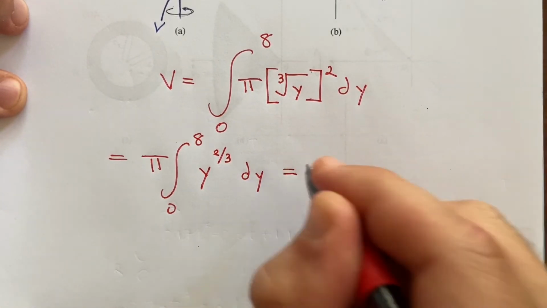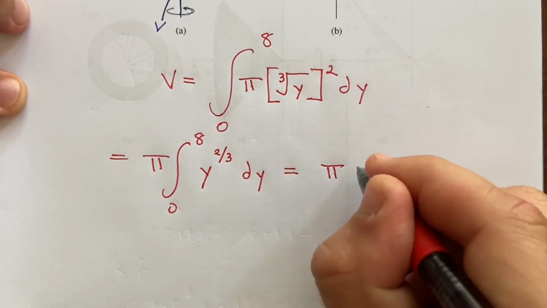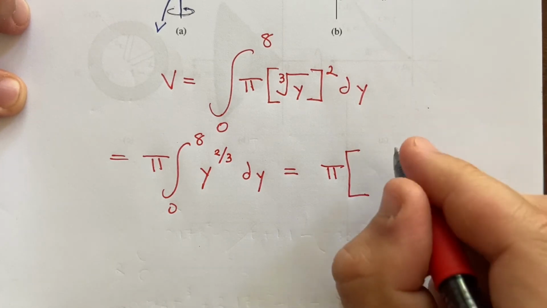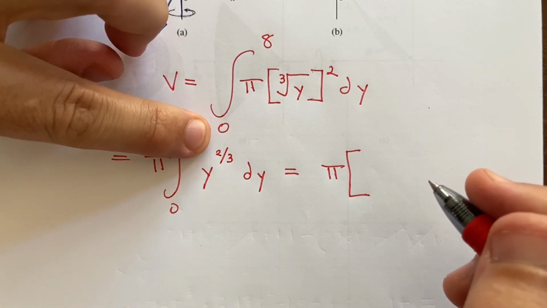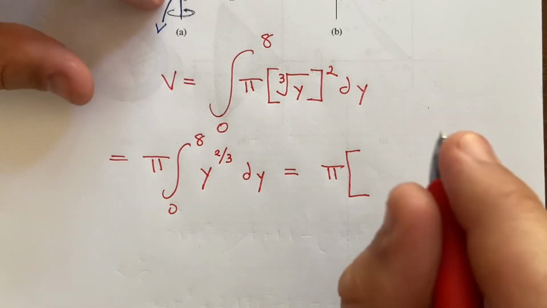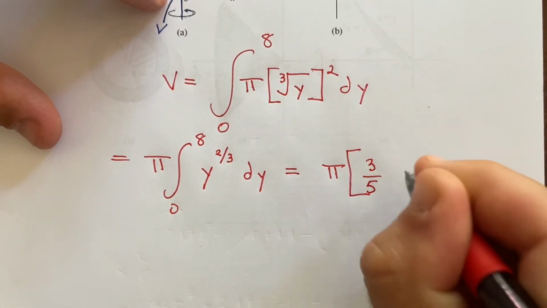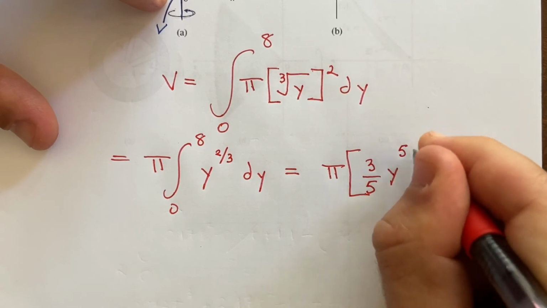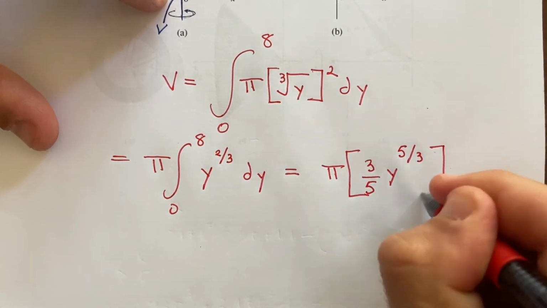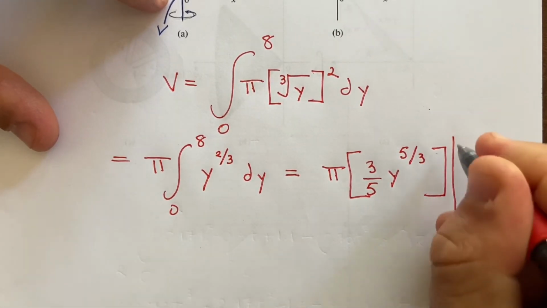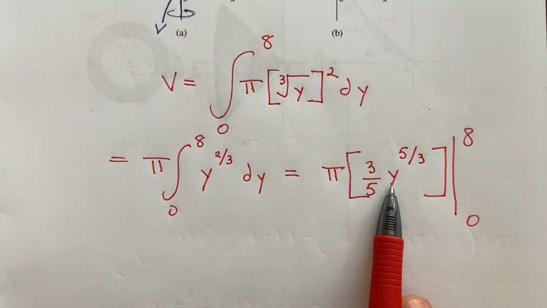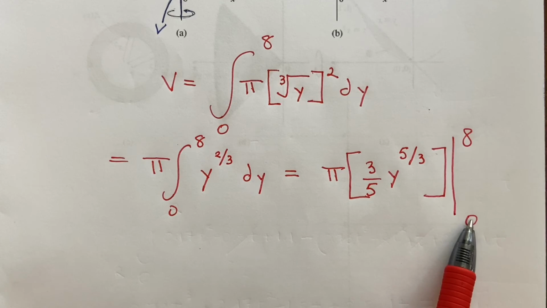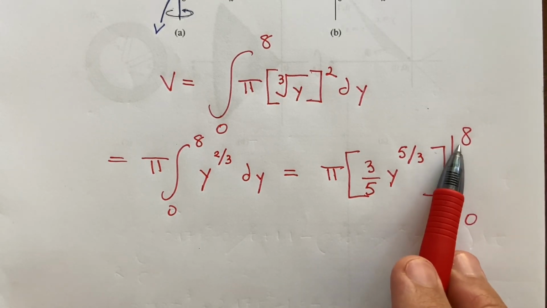So actually finding the antiderivative now, I'll have pi times, well, raise the power by 1, I get 5/3, divide by that new power, so I'll have 3/5 y to the 5/3, and then evaluating from 0 to 8. Since everything is a multiple of y, the 0 is not going to produce anything. So I'll just evaluate at the upper limit.